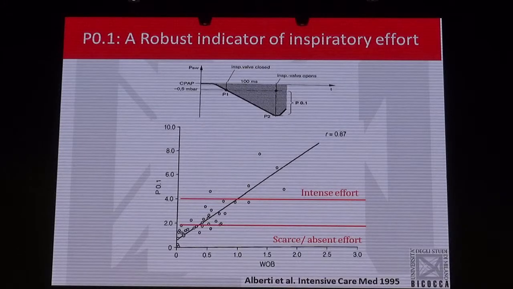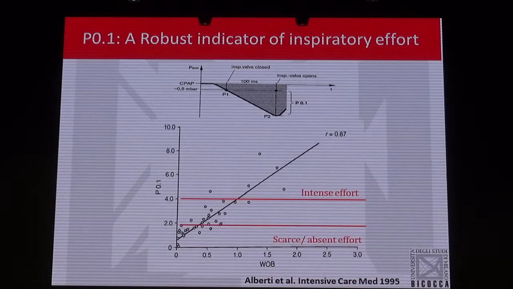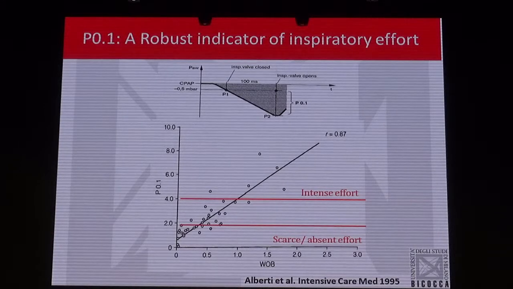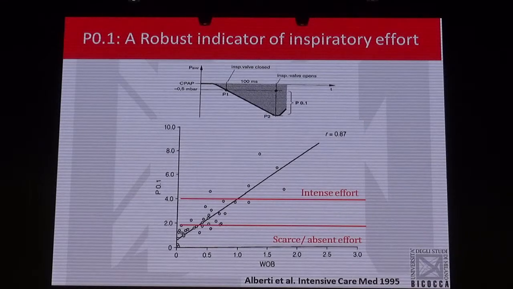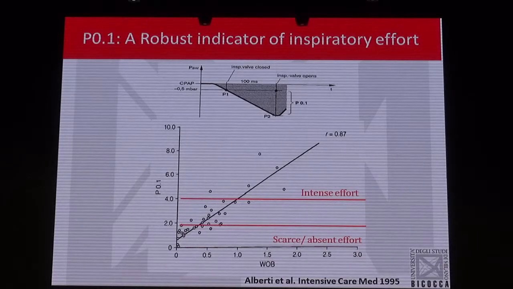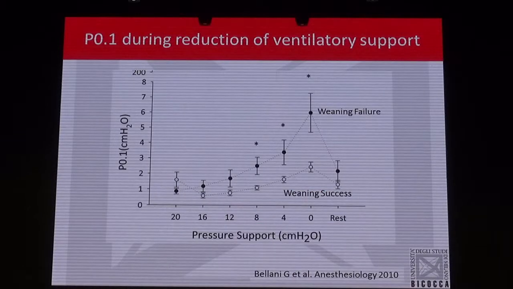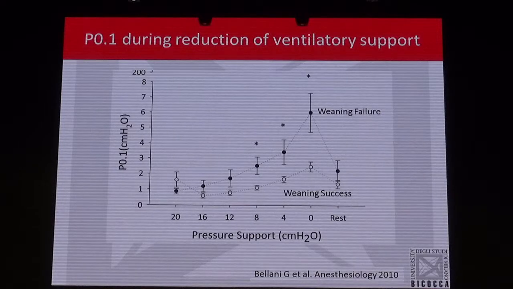Now I might ask you the question, do we think that 12 of pressure support is a high level of pressure support? I won't ask you to raise your hands because it's a stupid question, right? So 12 of pressure support, if you intubate me this moment, is a very high pressure support, but if you have a patient with weak muscles and ARDS, it's a low level of support. And that's why I like P0.1, because it's a kind of readout of how the patient is coping with the level of assistance you're giving him or her.